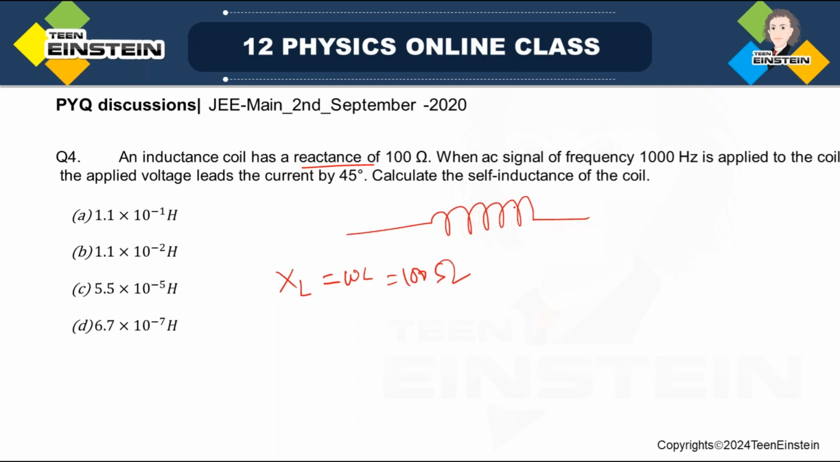This is going to be an LR circuit, because the coil will have some resistance by default. In an LR circuit, we know the voltage will be leading. So calculate the self inductance of the coil.